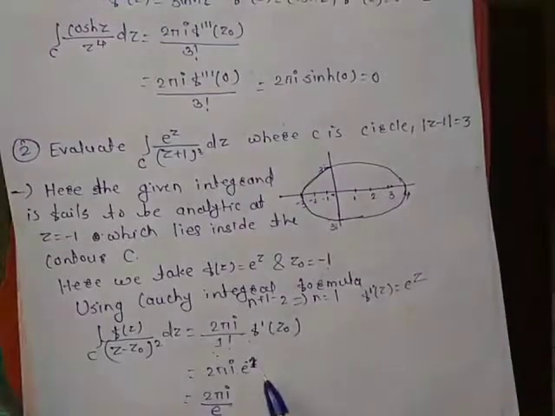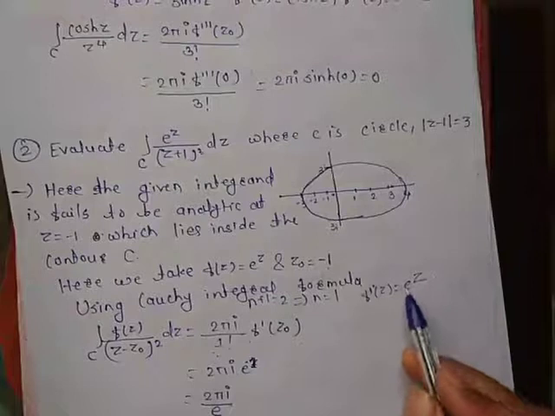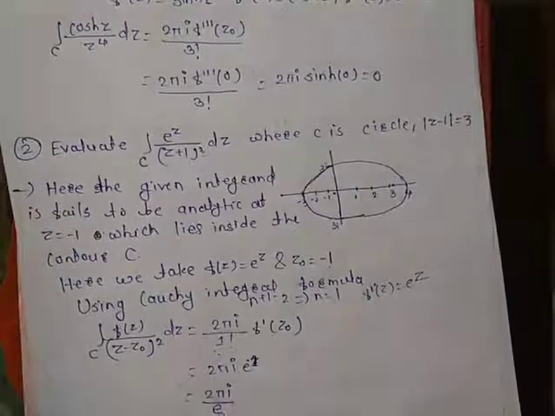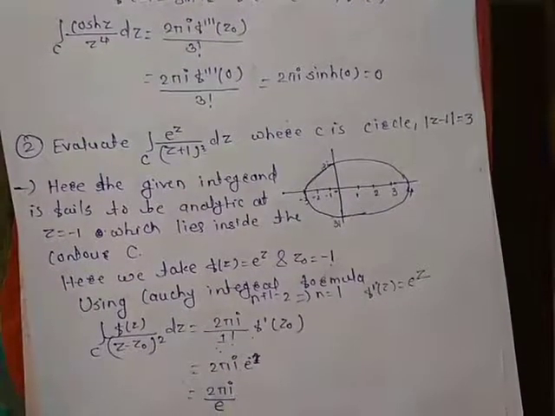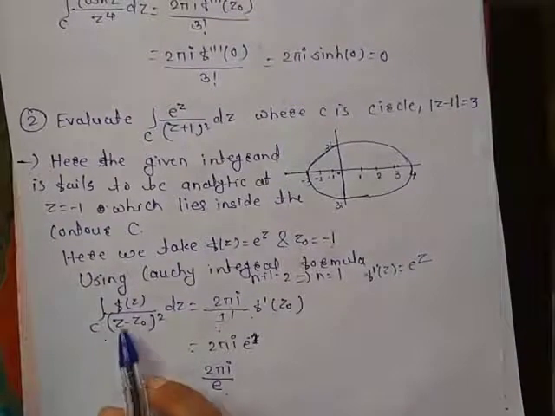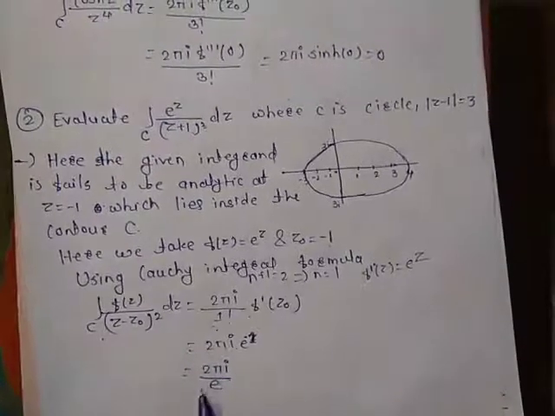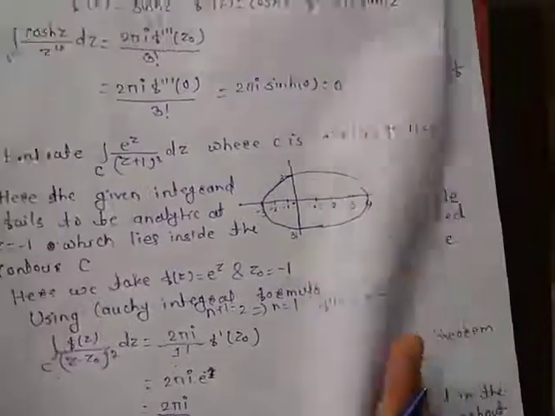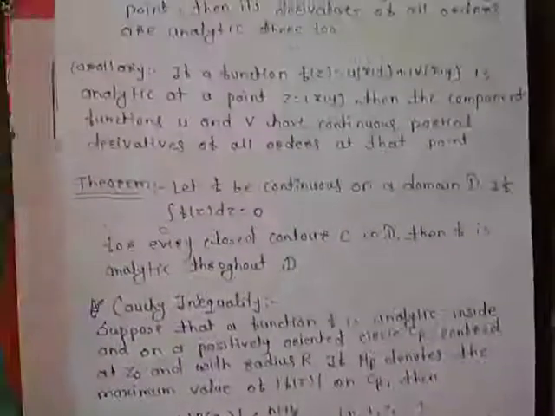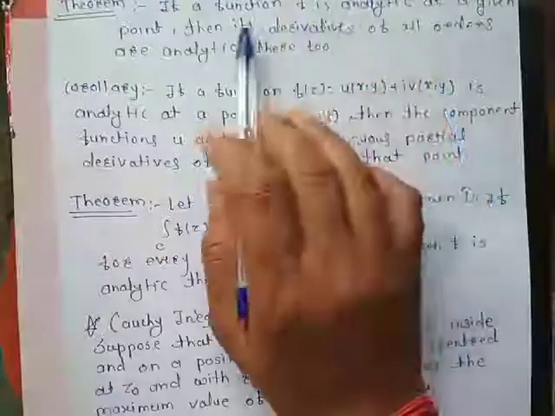So f dash of z0, meaning f dash of 1, is e raised to minus 1. So this is 2 pi i upon e. So the integral over C of f of z upon (z minus z0) squared dz is equal to 2 pi i upon e. Let us see the next topic, some consequences of the extension.